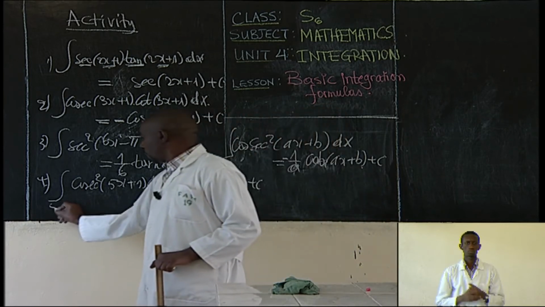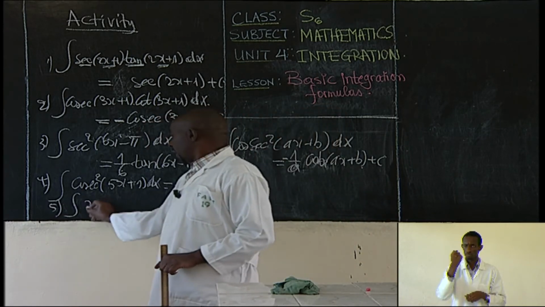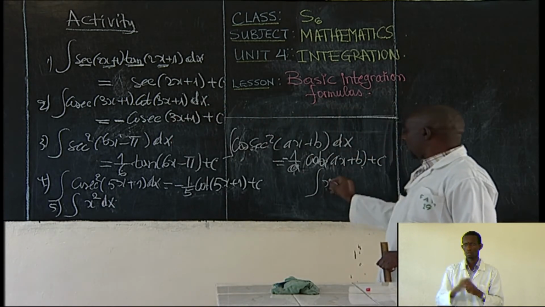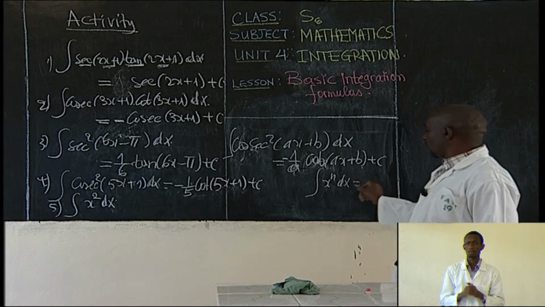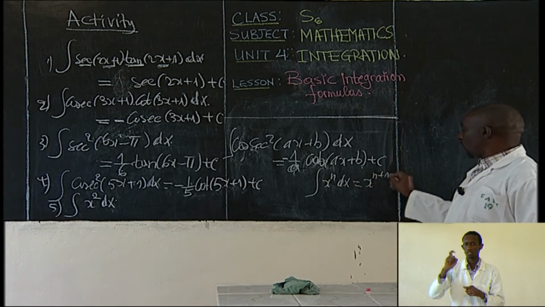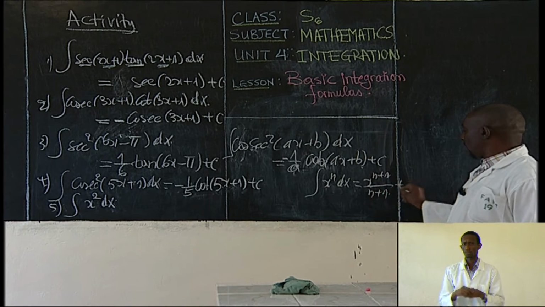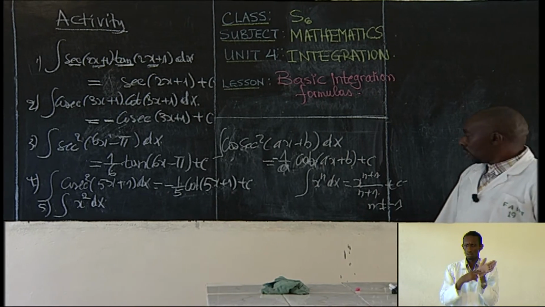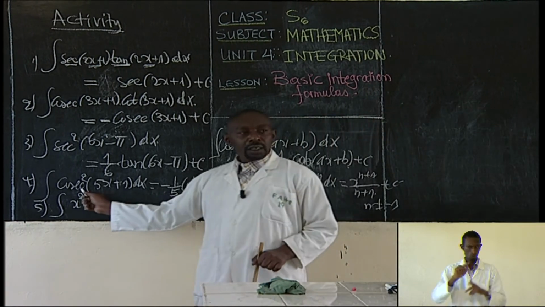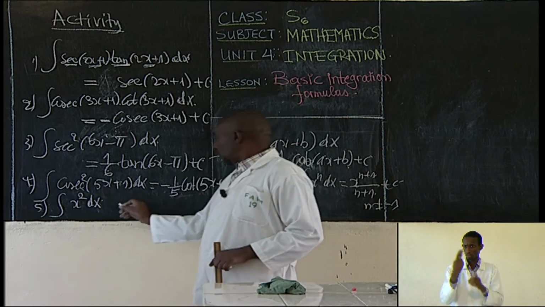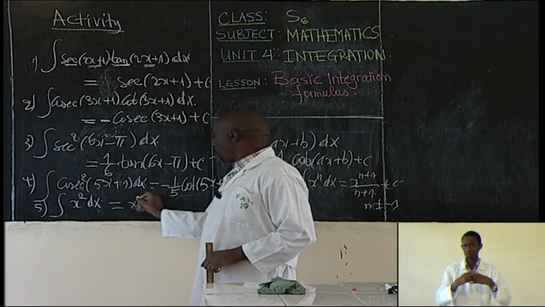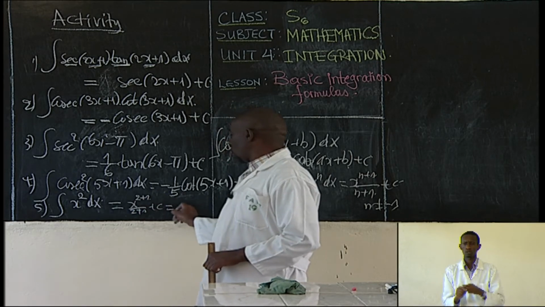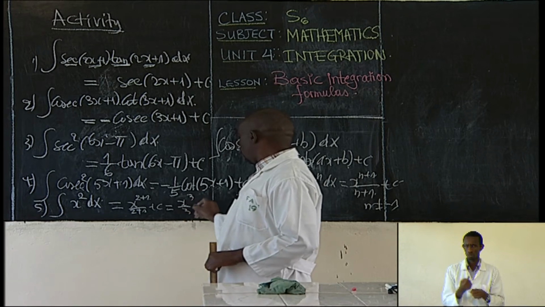The last, integral of x squared dx. This is the formula of integral of x power n dx, which is equal to x power n plus 1 divided by n plus 1, then plus c. Of course, n is different from negative 1. Are we together? So then, from here, n is 2. Means that this is equal to x power 2 plus 1 divided by 2 plus 1 plus c, which is equal to x cubed divided by 3 plus c.